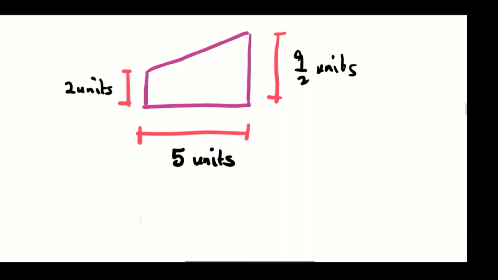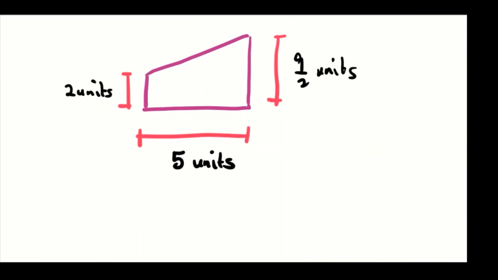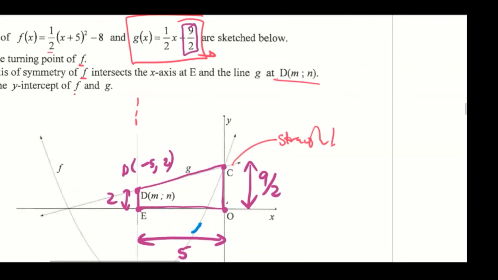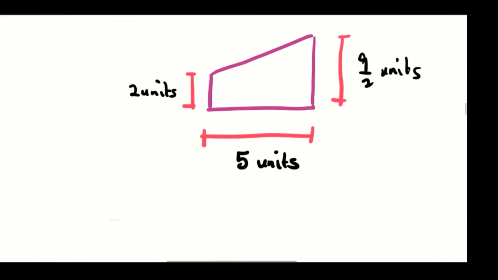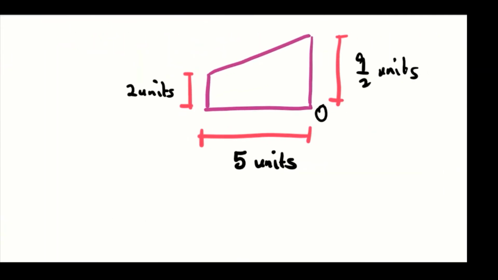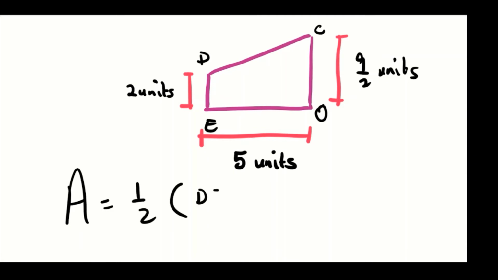So now you can just simply find the area of this, right? Because they said they wanted the area of OCDE. So this is O, this is C, this is D, this is E. To find the area of a trapezium is equals to half DE plus CO multiplied by perpendicular height of OE, right? So I'm just writing with respect to the shape.